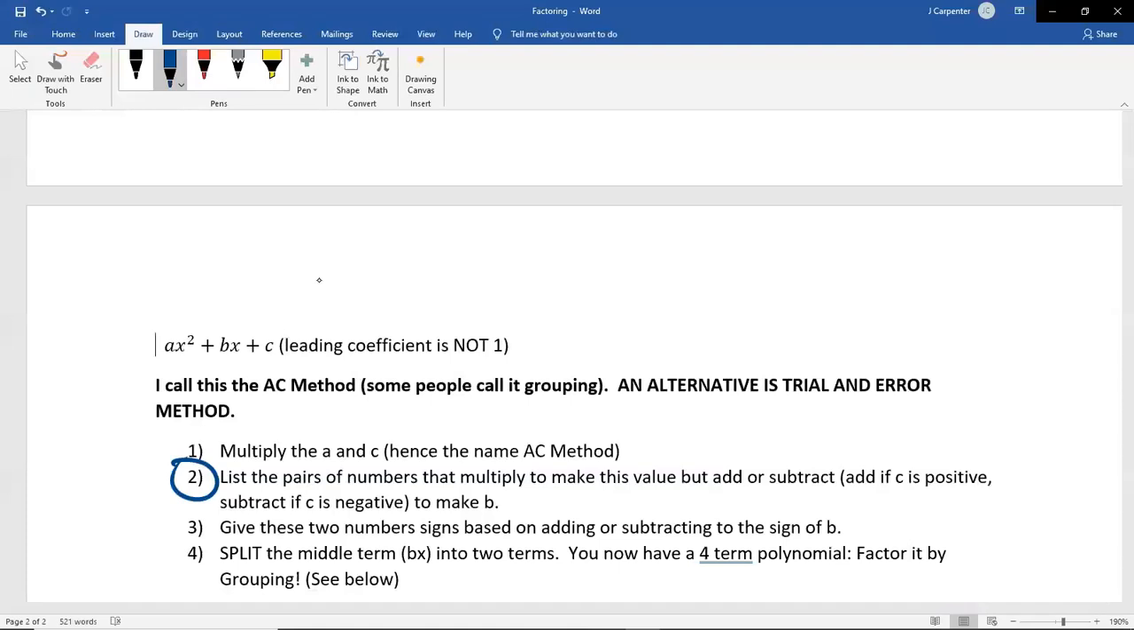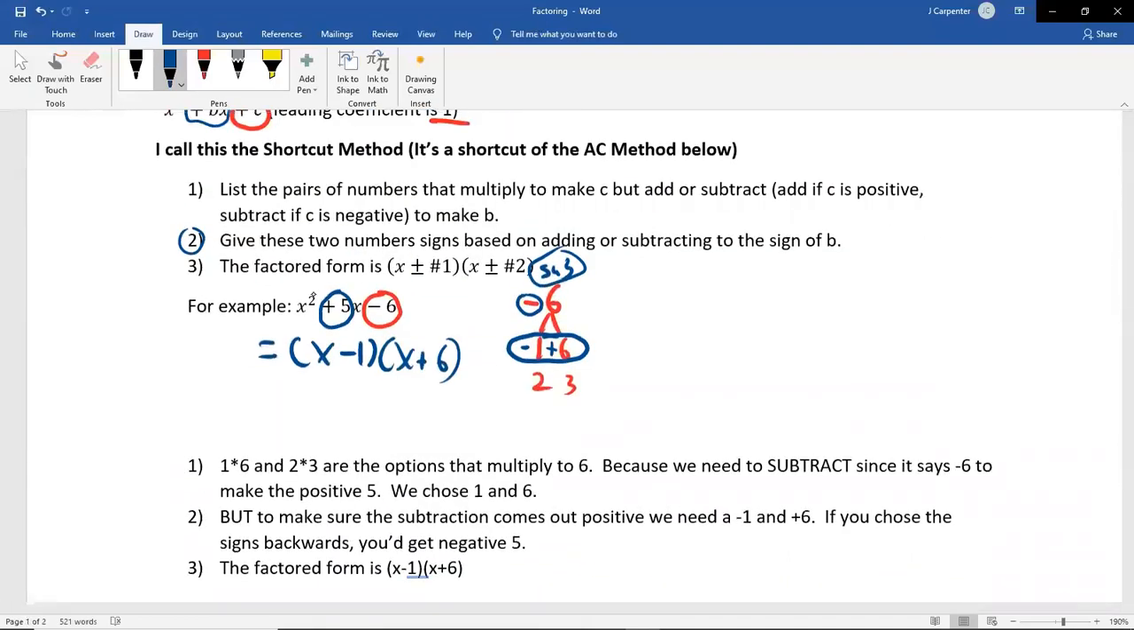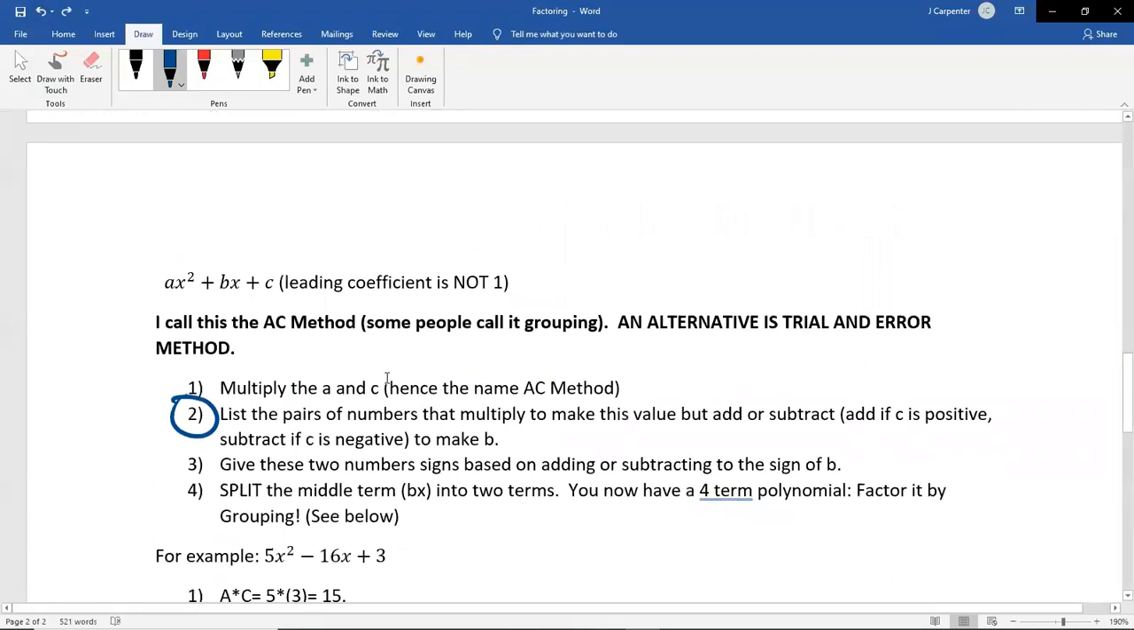Here's where things change. This is the real shortcut of the shortcut method. The shortcut method says we go straight to the answer: it's just x's in the first slots and the numbers in the second slots. When the leading coefficient isn't a 1, you might have numbers that need to go here, like a 2 and a 5, something like that. So we can't just use this approach. What we have to do, giving them the signs based on combining to B, is split the middle term into 2 terms. You are going to create a 4-term polynomial. You're going to take something that had 3 terms and make it 4.